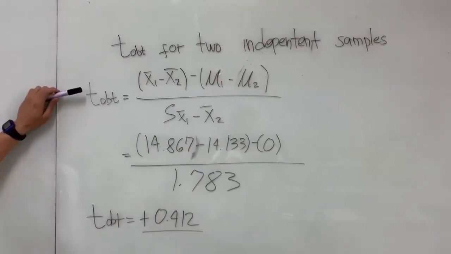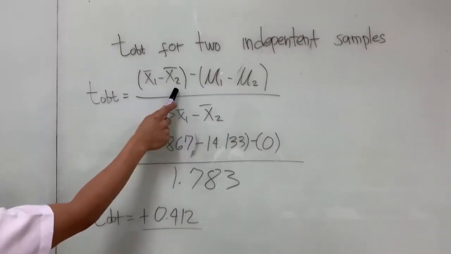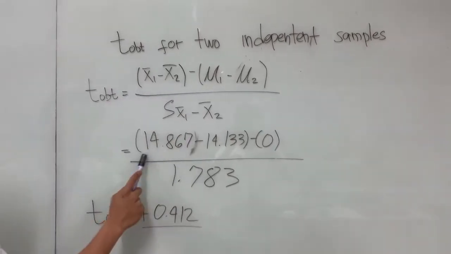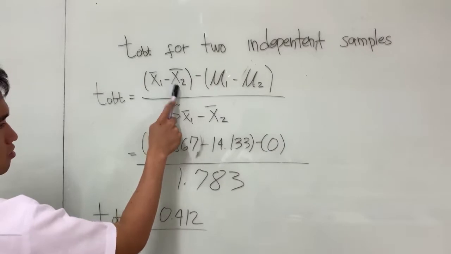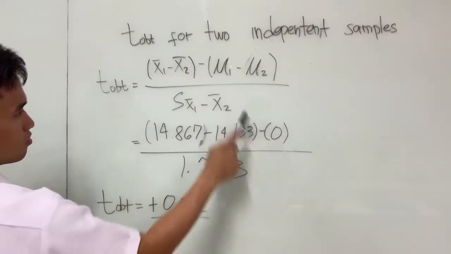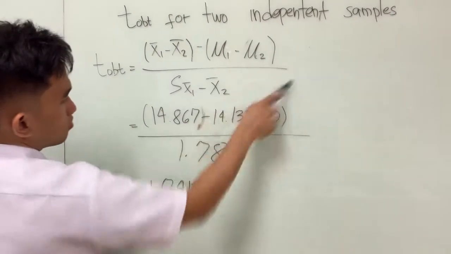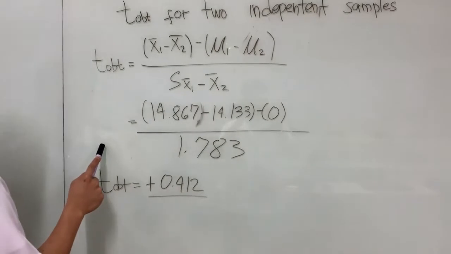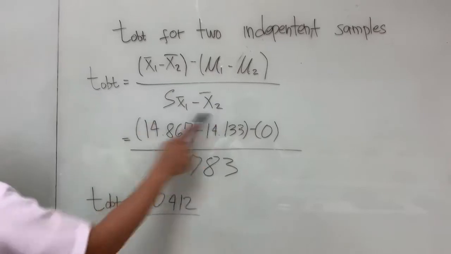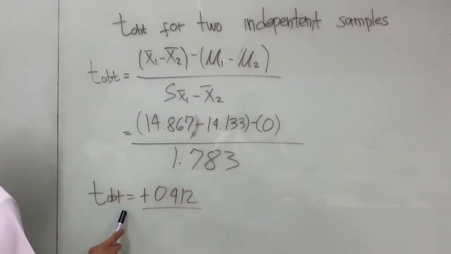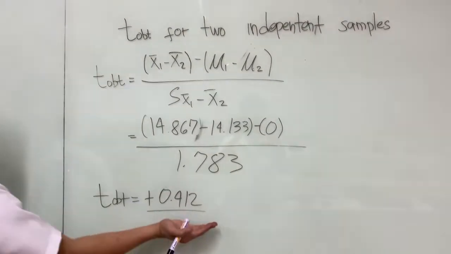Finally, we will be able to compute for our t obtained for the two independent samples. This requires the mean score of each independent variable, therefore we will input 14.867 for the mean score of male and 14.133 for the mean score of female. As you can see, this formula requires the population mean of each independent variable, but since nothing is indicated or given in our set of scores or example, then we would just leave a value of 0 to it. The t obtained formula also requires the standard error of difference, hence we will input our acquired score of 1.783. After that, we would simply follow the mathematical procedure of the formula, and then we'll have 0.412 as our t obtained.